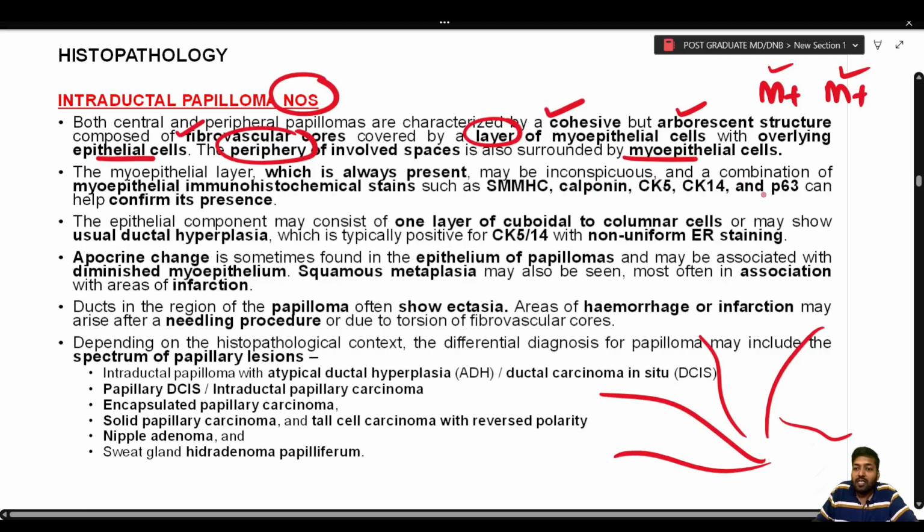Okay, what are those? So these markers are P63, calponin, and smooth muscle myosin heavy chain, or SMA can be used as well. Along with that, these are some of the high molecular weight keratins which also stain the myoepithelial cell, that is CK5 and CK14.